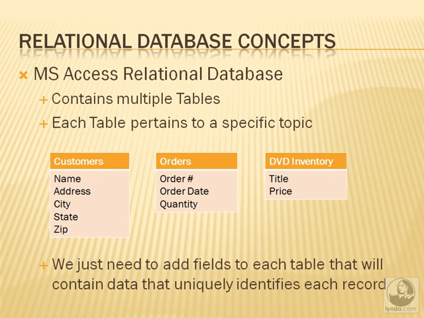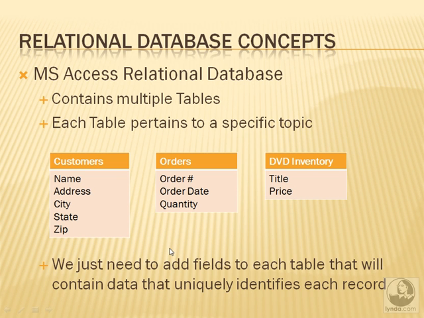In Microsoft Access, when we talk about relational databases, we mean multiple tables, and each table will pertain to a specific topic. So look at this example here, where we've got all the customers and their information in one table, separate from all of the orders that go into their own table. And then we've got a DVD inventory table here that has all the DVD titles and their prices.